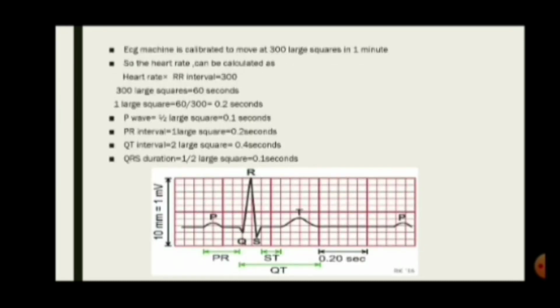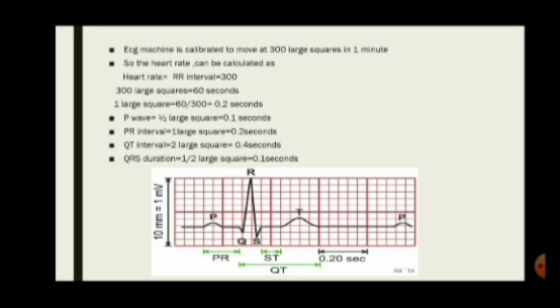The ECG machine is calibrated to move at 300 large squares in 1 minute. So, 1 large square is covered in 0.2 seconds. A P wave occupies half of the large square. Therefore, the P wave time duration is 0.1 seconds. That is 100 milliseconds. Similarly, the PR interval is of 0.2 seconds or 200 milliseconds.